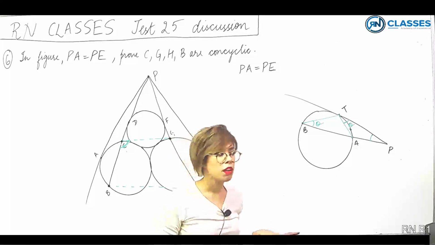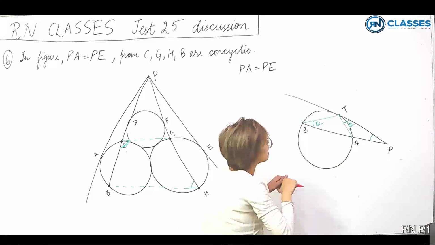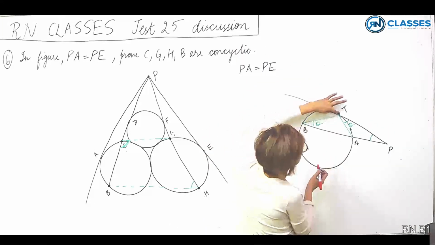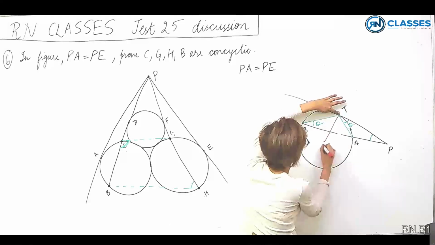What has happened here? It's not visible? Okay, fine. I'll show it again. Right. So what I can do is, this is the tangent. So join this point with the center. Right. So center is O.